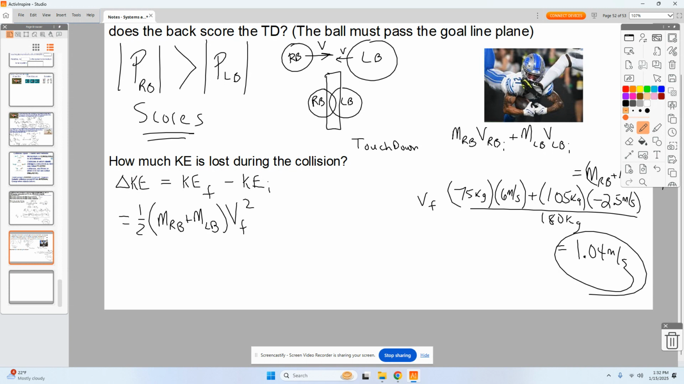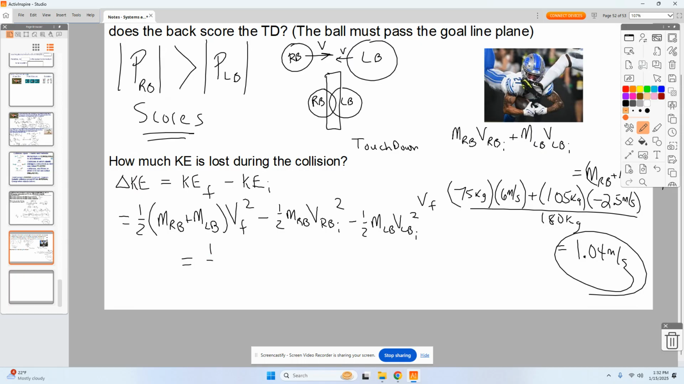Before the collision, we had two objects moving separately. So I'm going to subtract from that now 1/2 the mass of the running back multiplied by the running back's initial velocity squared. And then I'm going to subtract from that the amount of kinetic energy of the linebacker. It looks complicated. It's just kinetic energy formulas. Let's go ahead and just plug those numbers in for completeness' sake.